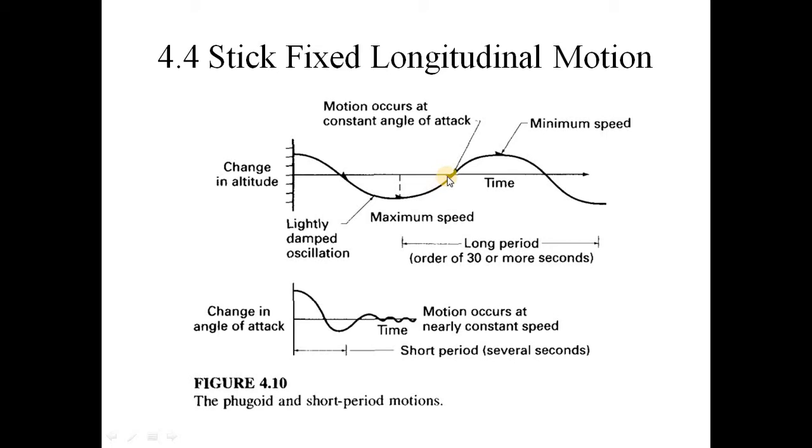It will climb up until it reaches its maximum potential energy, and when it reaches minimum speed, yang mana lift dia dah kurang berbanding dengan weight, dan kemudian dia turun balik. So the long period oscillation of phugoid will take about 30 seconds or more. Kadang-kadang lagi lama kan, a few minutes.